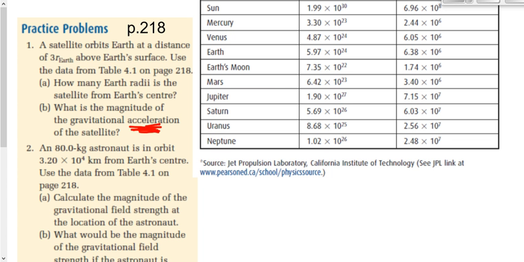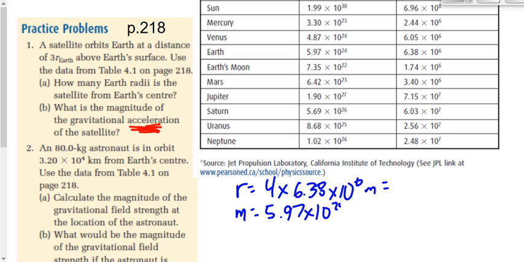So what you want to do in this question to determine what the value of r is, multiply 4 times the radius of the Earth, which is, as you can see, 6.38 times 10 to the 6 meters. That's what we want, right? We don't want the distance above the surface of the Earth. We want the distance from the center of the Earth to where we're trying to find the field strength. We'll figure that out in just a second. What else do we got? We got the mass of the Earth is 5.97 times 10 to the 24 kilograms.